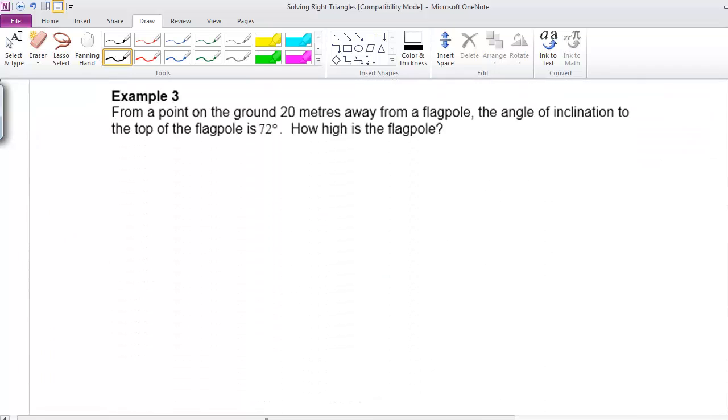Okay, let's do one last example. And again, being able to translate the words into a picture. From a point on the ground 20 meters away from a flagpole, the angle of inclination to the top of the flagpole is 72 degrees. How high is the flagpole?